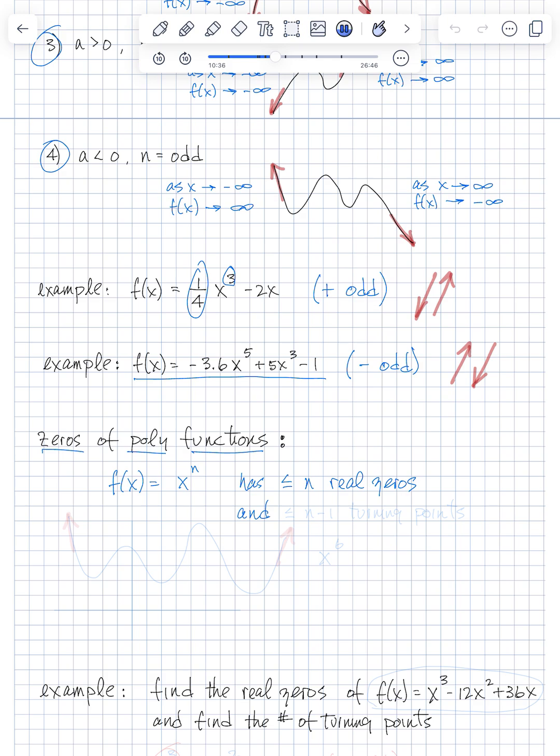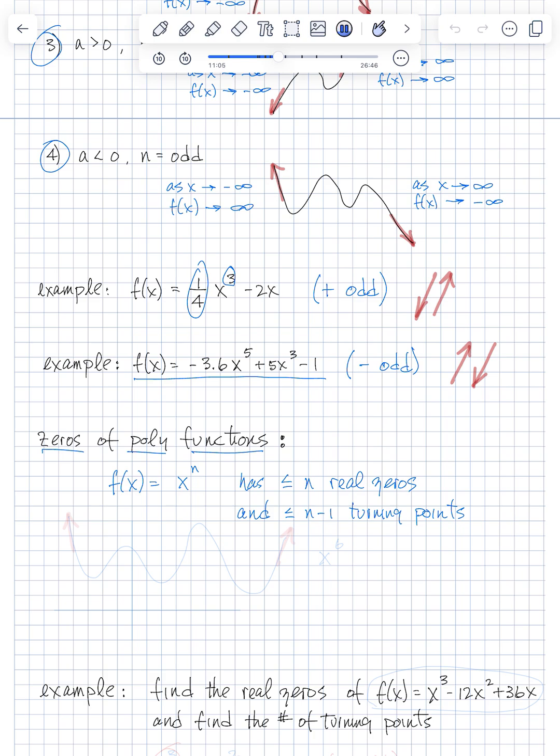it has less than or equal to n minus 1 turning points. A lot of times, if n is 4, you'll see 3 turning points, but in the first example I had in this lesson, you can see where it actually only had one turning point. So it doesn't always have n minus 1 turning points.